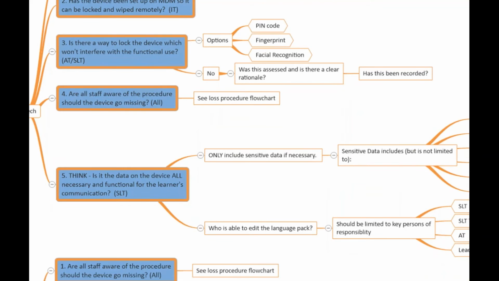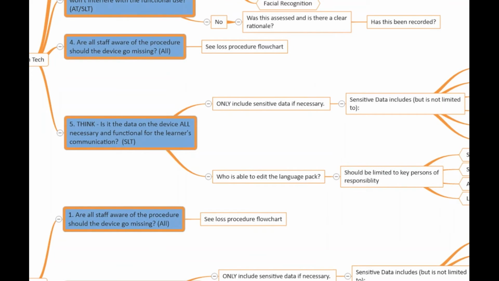So with all that in place, we also then need to think, is all the data going on to that device necessary and functional for the learner's communication? Now, this becomes a bit tricky because we need to make sure not only that the information and data on that device is there for what the learner or individual needs at that point in time, but what they might want to talk about. And we don't want to limit individuals by just saying, oh, here's the things we know you want to talk about, so we're just going to stick with that.